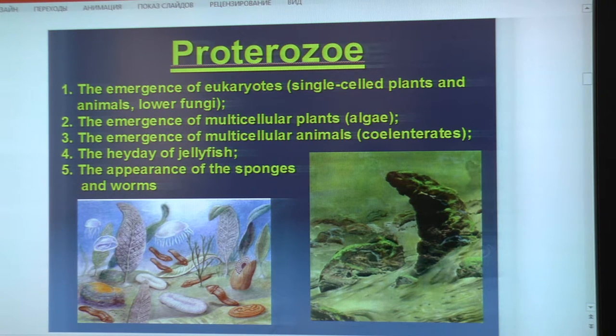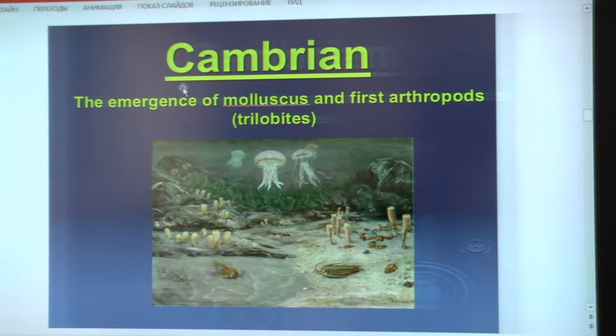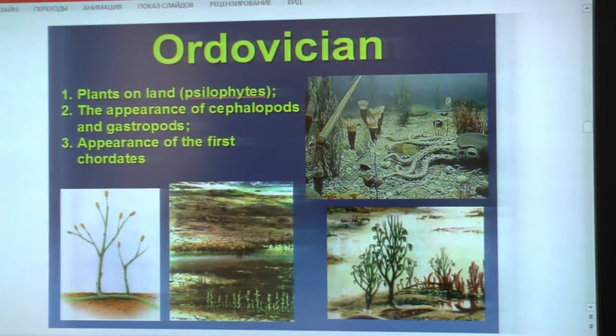Next is the Paleozoic era, which included six periods: Cambrian, Ordovician, Silurian, Devonian, Carboniferous, and Permian. In the Cambrian period, as you know, there was a lot of emergence of mollusks and the first arthropods like trilobites. The next period is the Ordovician. There was the emergence of the first plants on land, Psilophytes, the appearance of cephalopods and gastropods, and the appearance of the first chordates.